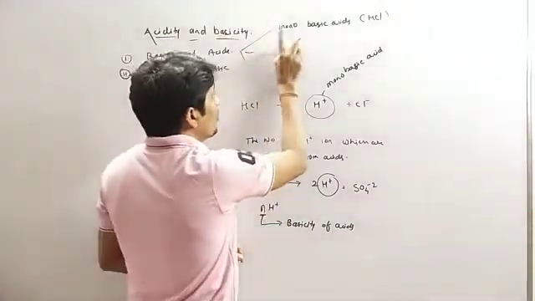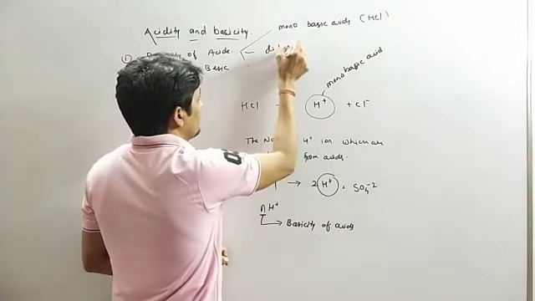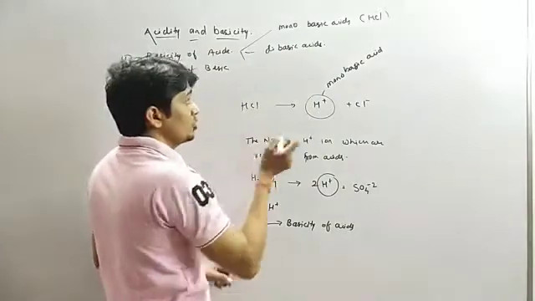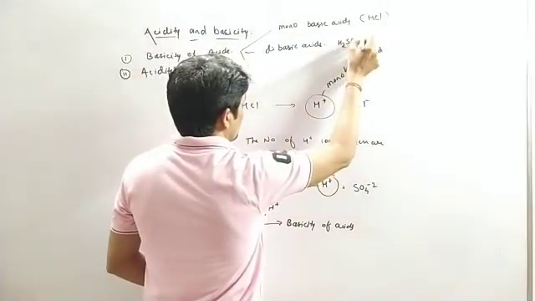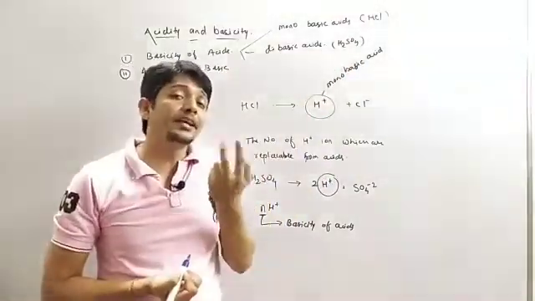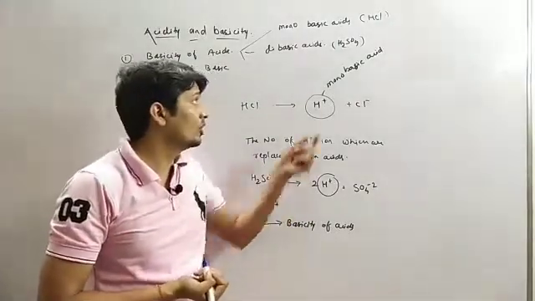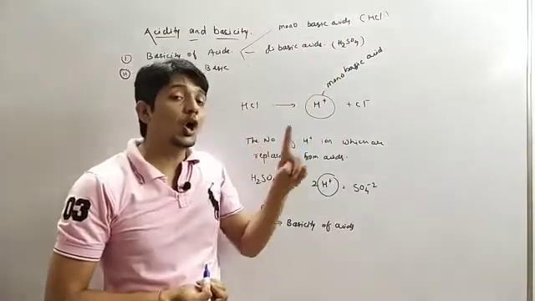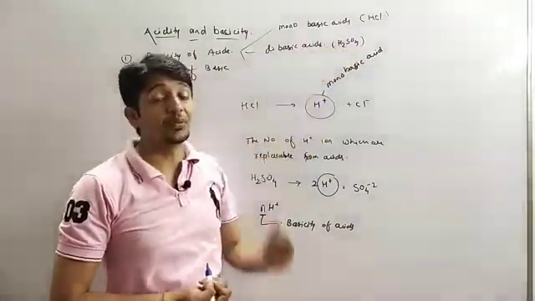Mono means 1, then dibasic acids. Di means 2. The example is H2SO4. From H2SO4 we can replace 2 H positive ions, that is why it is called a dibasic acid. That means the basicity of this acid is 2, while the basicity of HCl is 1.